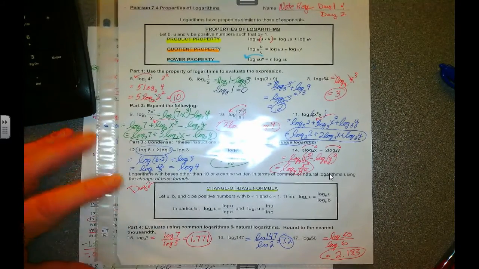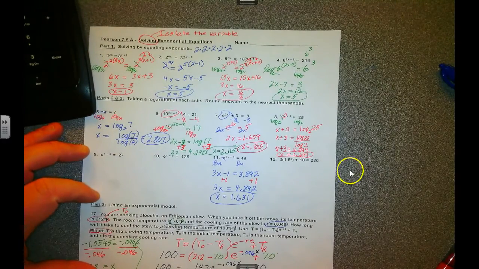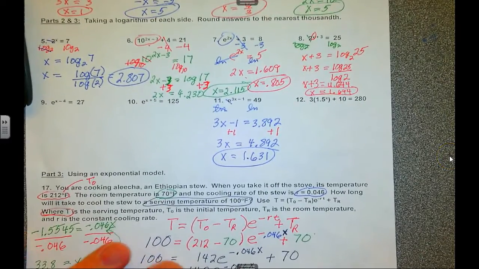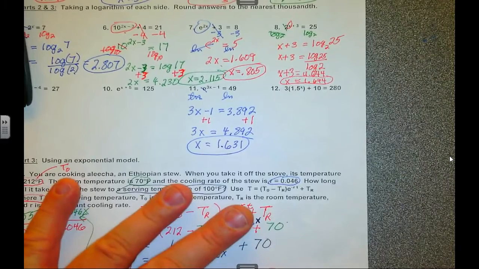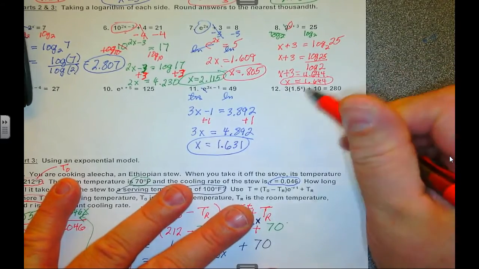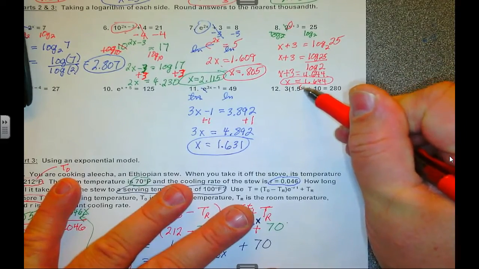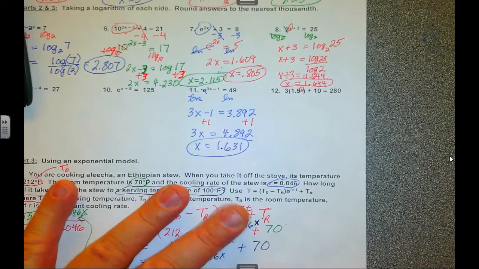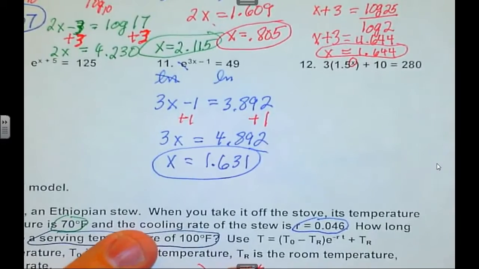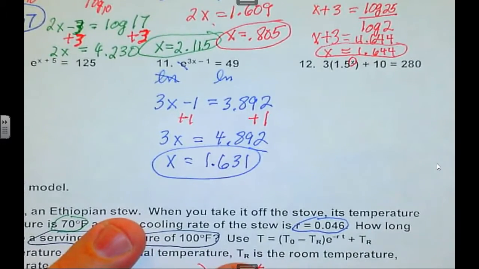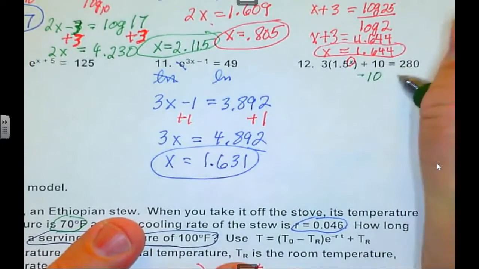Okay. All right, let's go on. Then we did the Ethiopian. Let's do another one. Let's do 12. Okay, I've got to subtract. My ultimate goal is to get to that x. Okay, there's a lot of things we have to do before we get to that x. First of all, I'm going to subtract 10 from both sides.